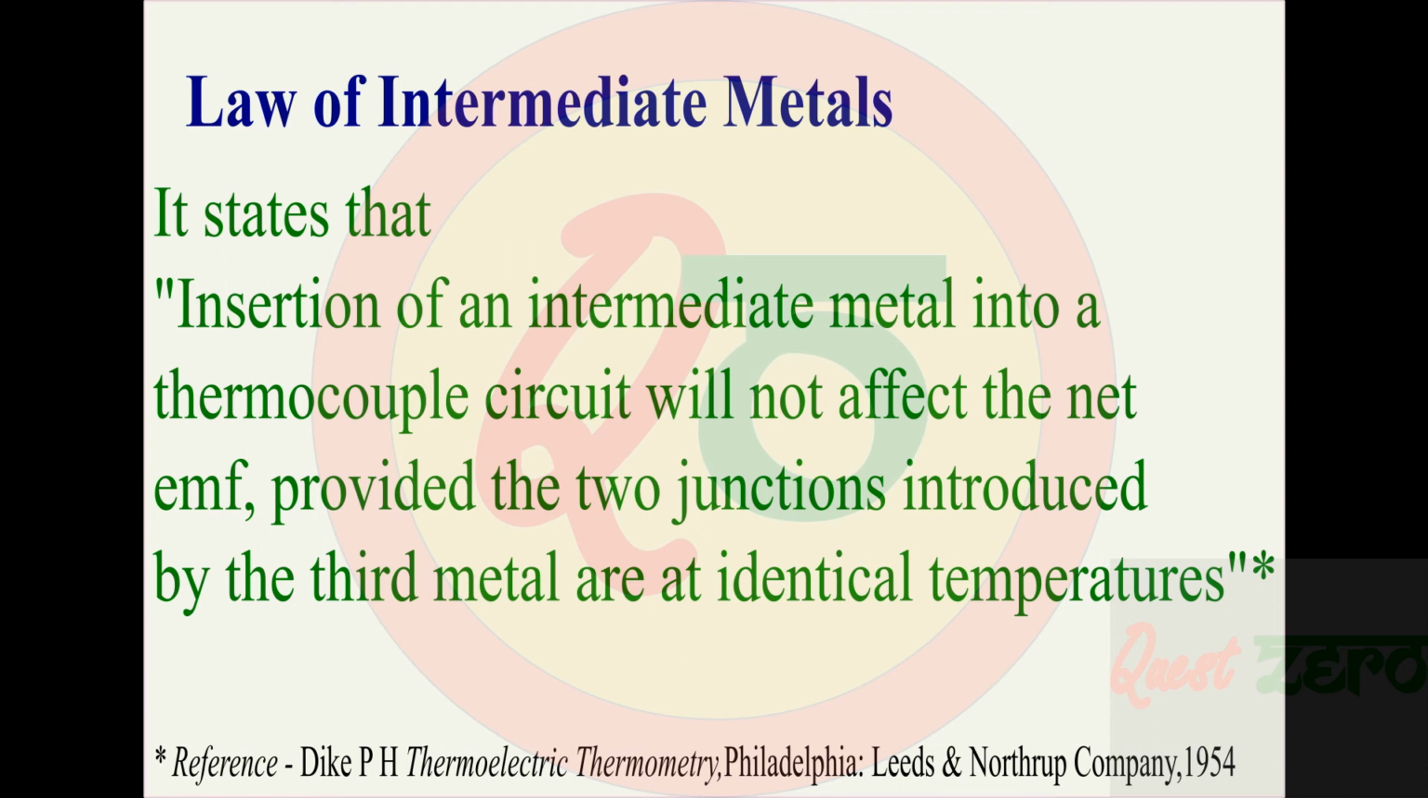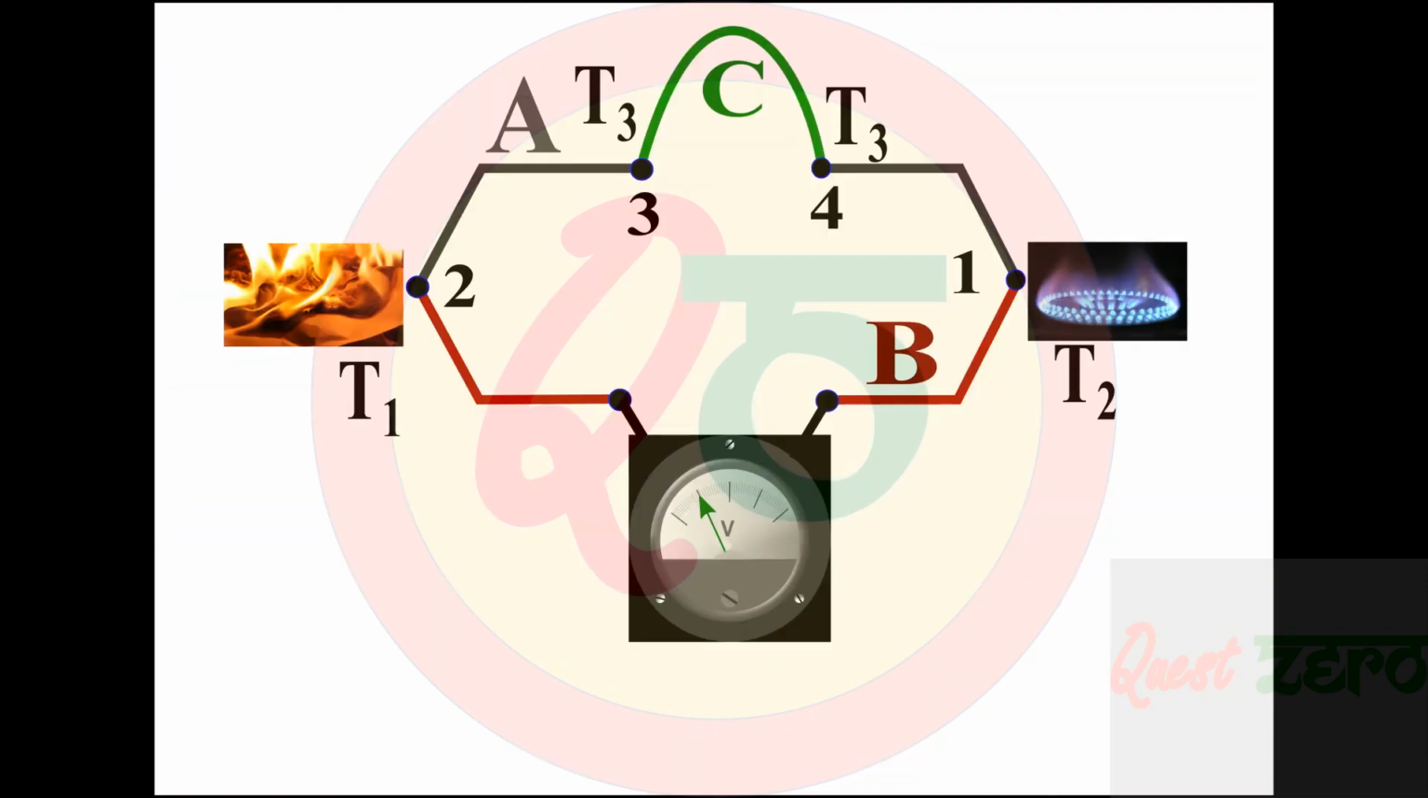What does this mean? It says you can add a new dissimilar metal to the existing two dissimilar metals, but it should be made sure that the two junctions that the third metal creates should be at the same or identical temperature. For example, if you consider the figure, now there is a third metal C which is being introduced. This C will create two new junctions 3 and 4, but the temperature at these two new junctions 3 and 4 should be the same, that is T3 itself. It should not be different.